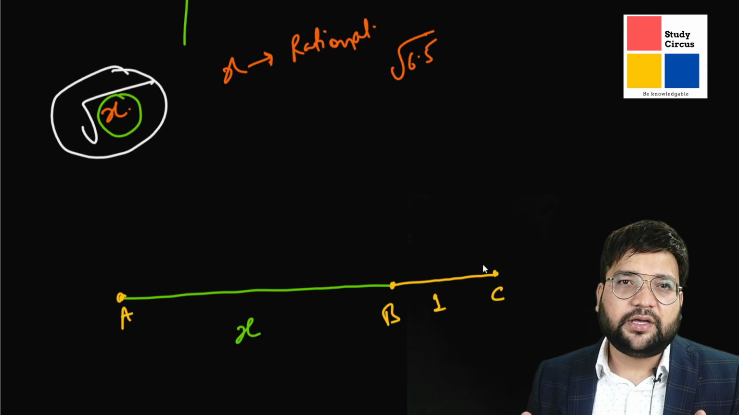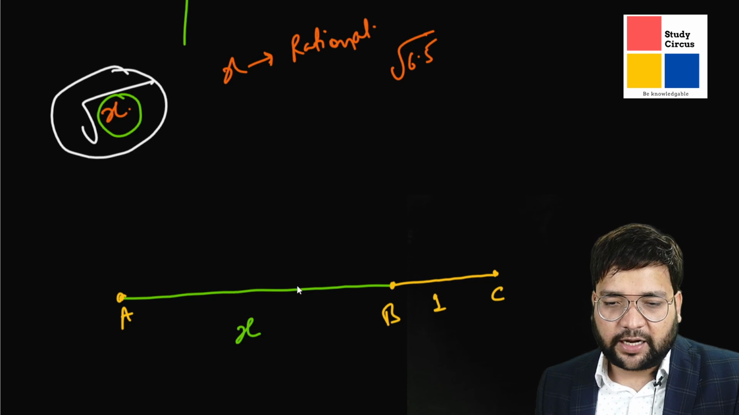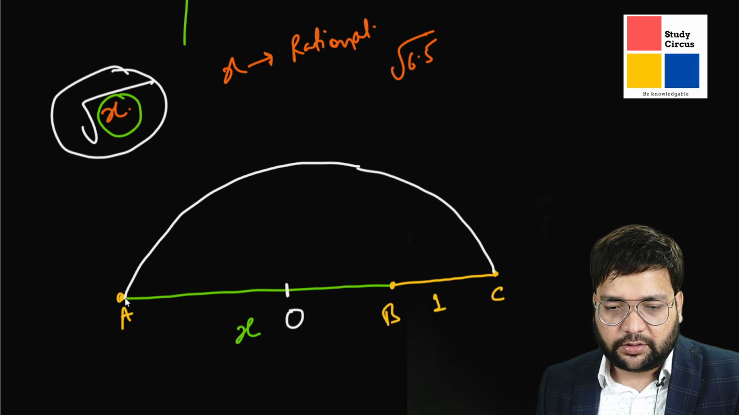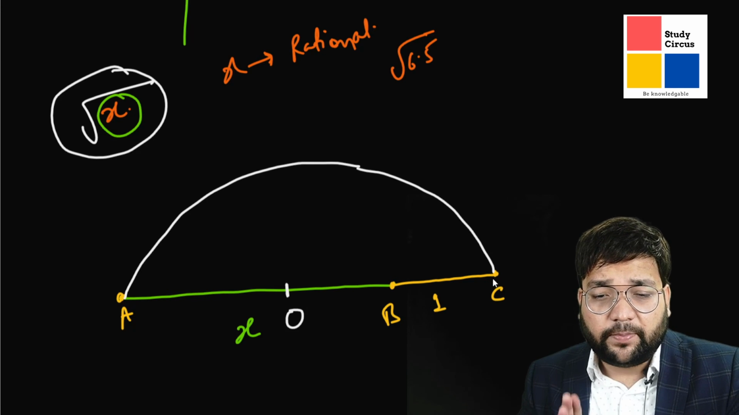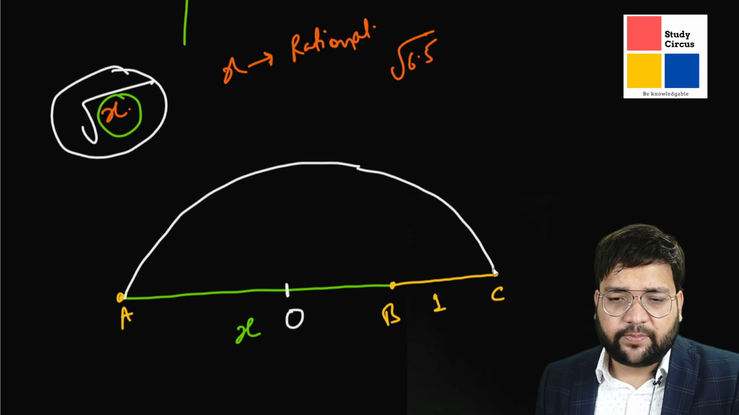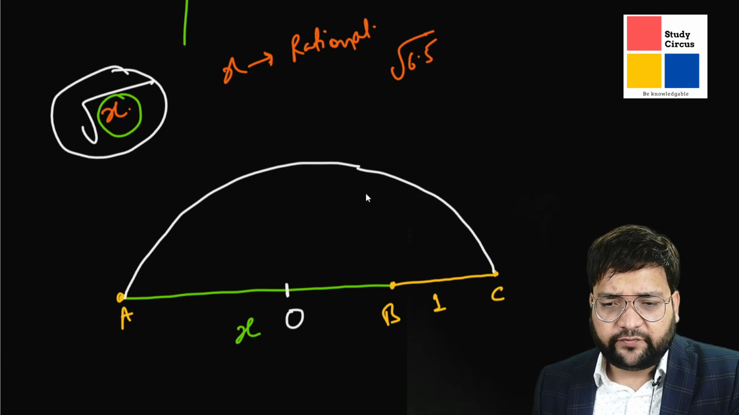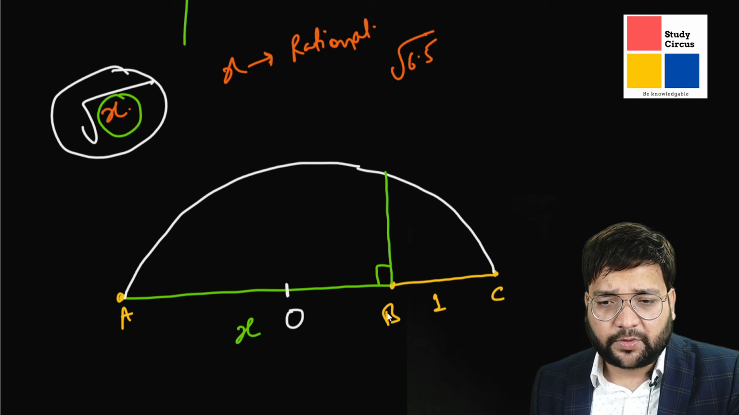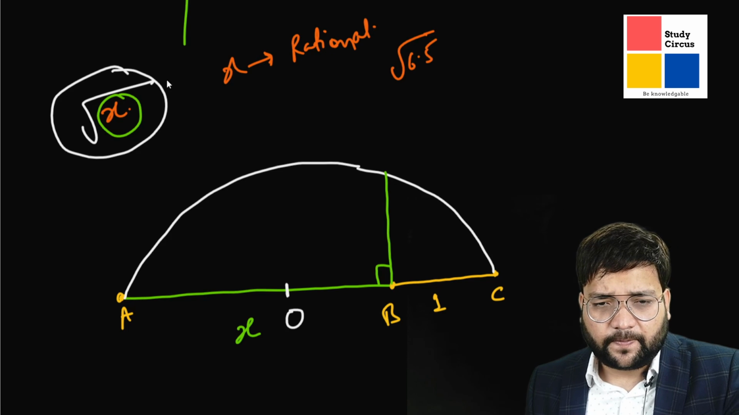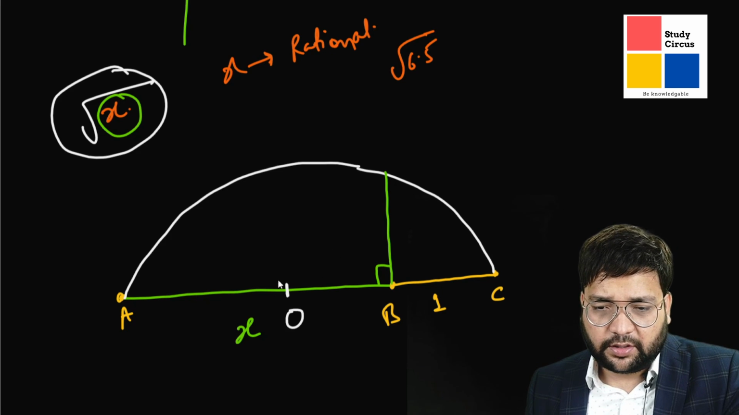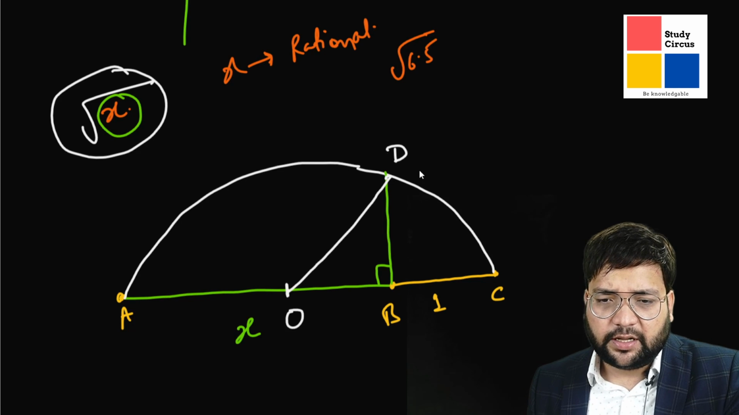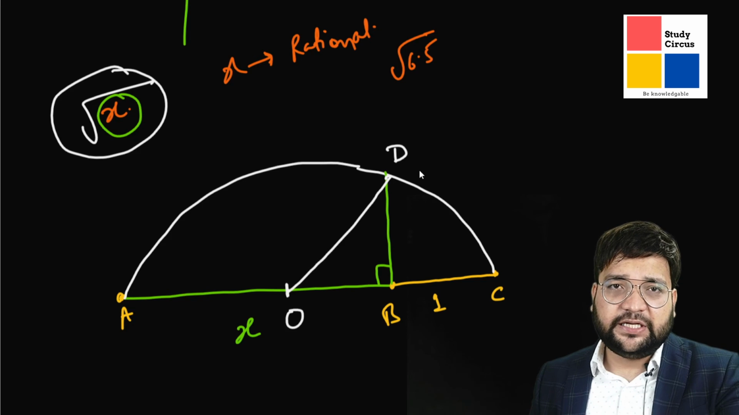Now taking AC as the diameter, that means the midpoint of AC, you just draw this semicircle. Okay, you draw this circle like this. O is the midpoint of A and C. Okay, AC as the diameter, we draw this circle and then we draw a perpendicular at this point B. Now let's find out what is the length, this length, let's say name this D. We'll try to find out what is the length of BD, that perpendicular.